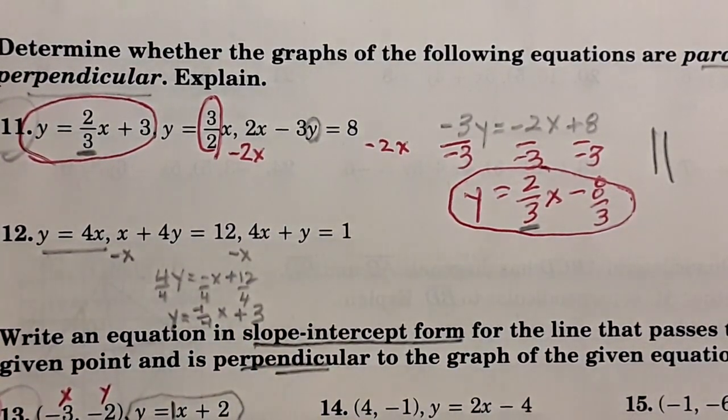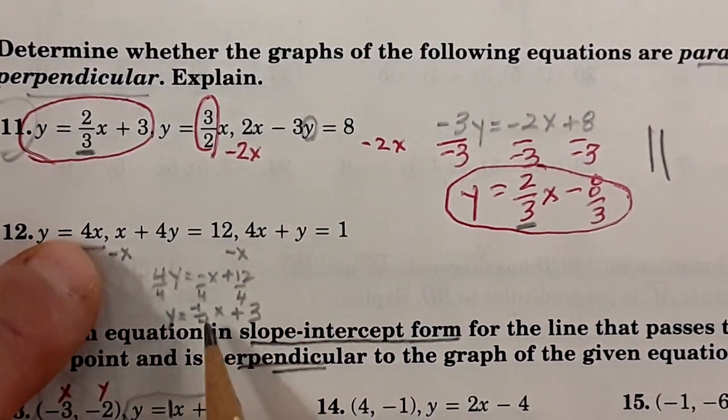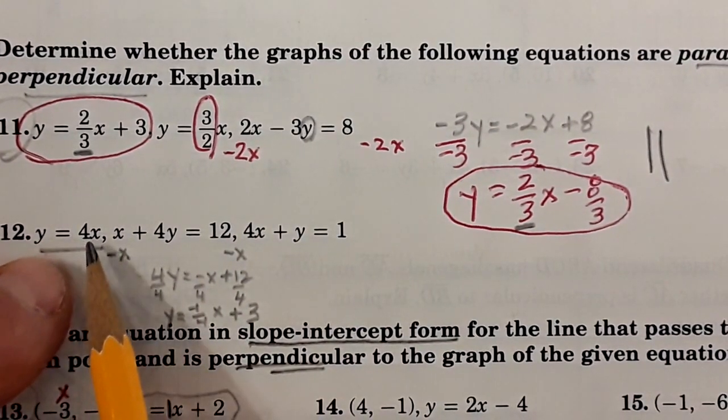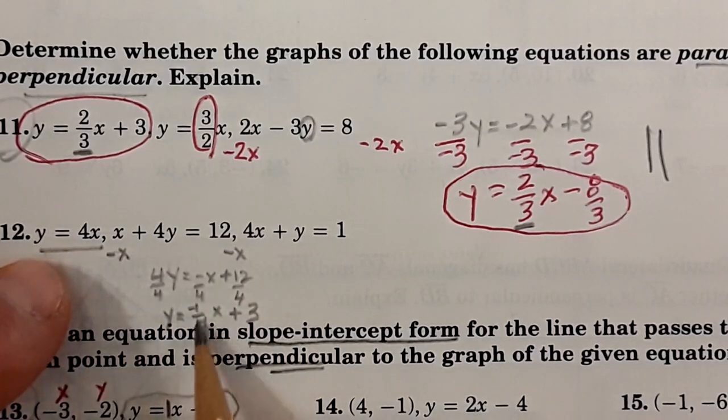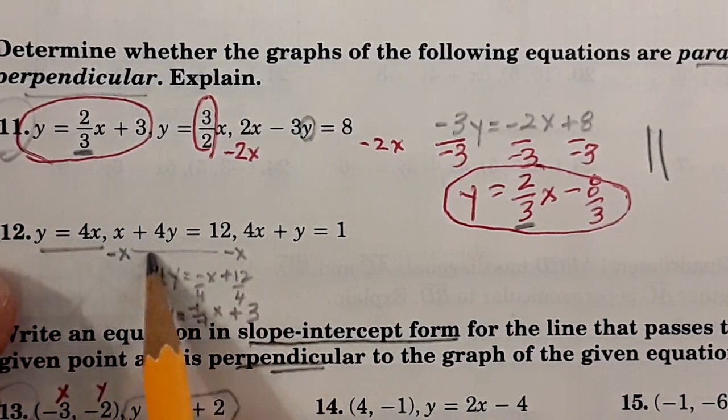So you get y equals negative 1/4 x plus 3. Does everybody see that? Are the slopes negative reciprocals? What's the negative reciprocal of 4? Negative 1/4. So these two are perpendicular lines, right?